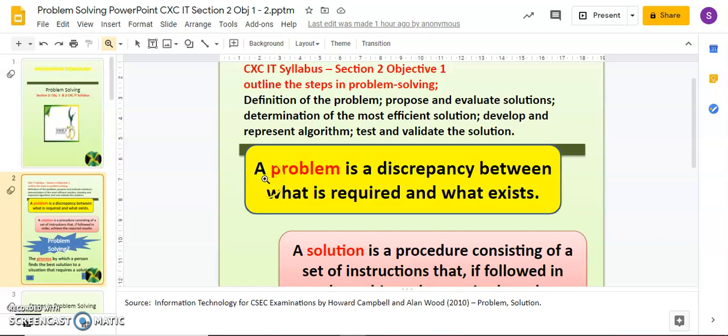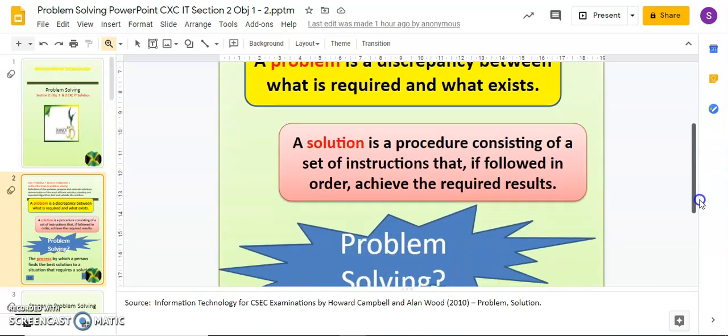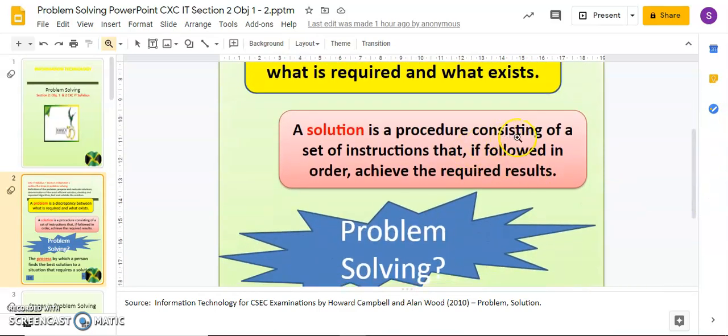Now, a problem is a discrepancy between what is required and what exists, whereas a solution is a procedure consisting of a set of instructions that, if followed in order, achieve the required results.